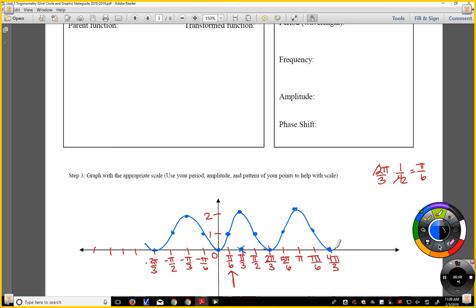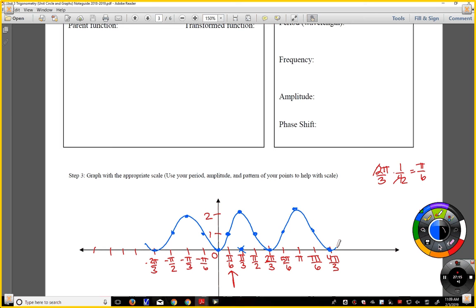When you guys are graphing on a quiz or a test, I'm going to ask you for 2 periods minimum. So your chart will get you through 1, and then just continue the pattern at least 1 time in either direction, like either side of it. Okay? Any questions on what we did here? This is probably the most confusing part of our process, figuring out a scale that we can actually show the graph on.